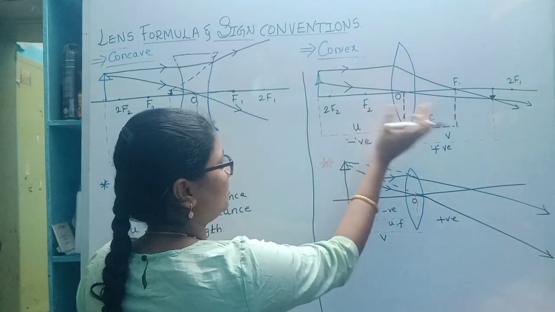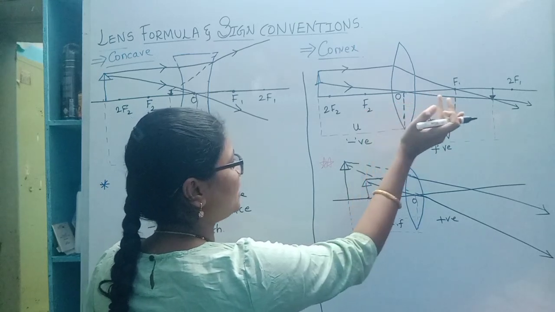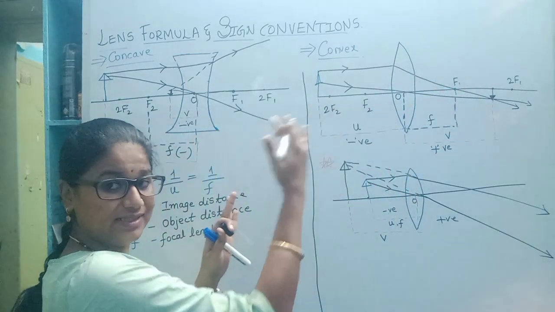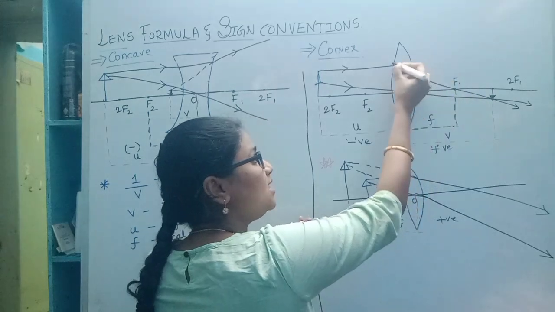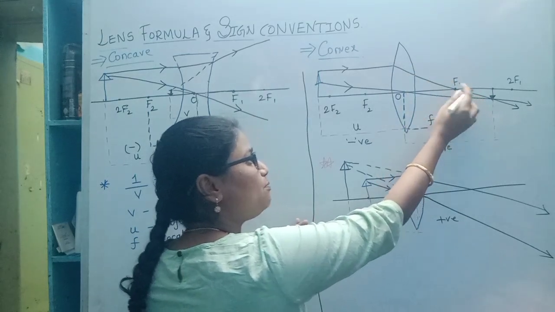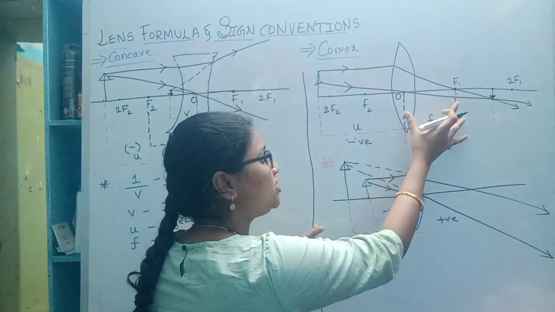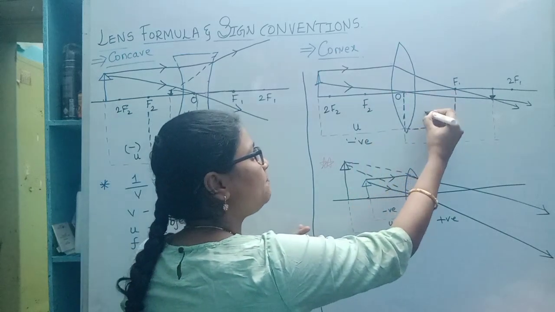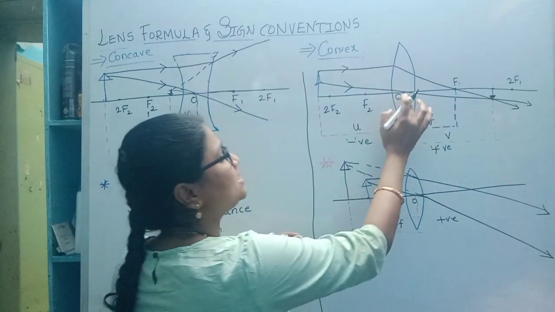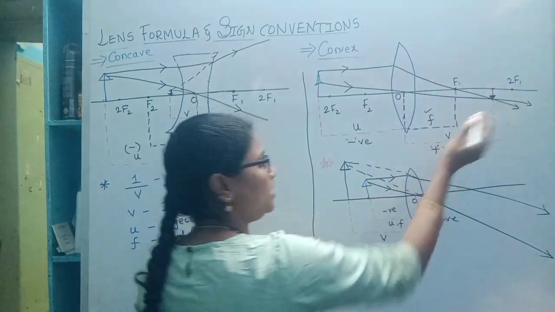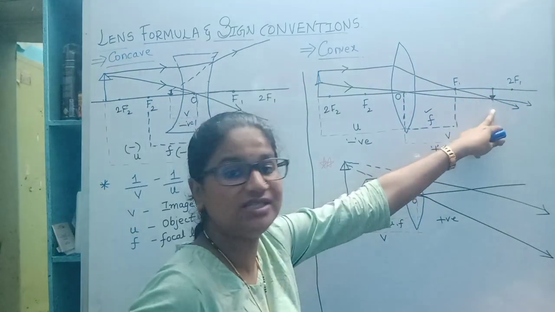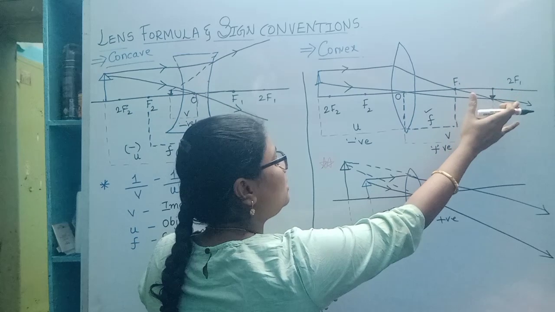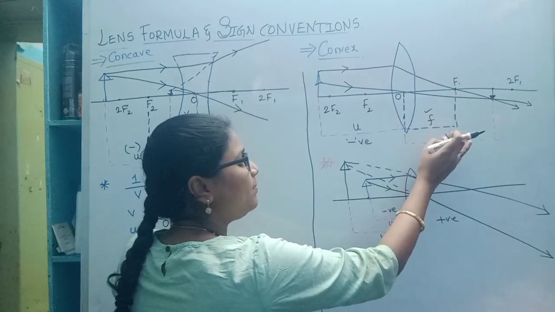The refracted ray meets the principal axis at a point, that is the principal focus. The distance between the principal focus and the optic center is the focal length, right? And the distance between the optic center and the image formed, see here the image is formed after the principal focus, is the image distance.